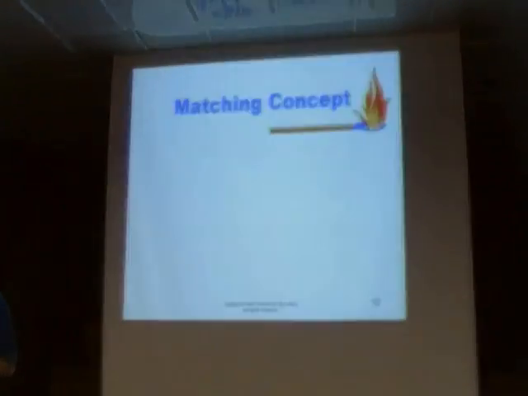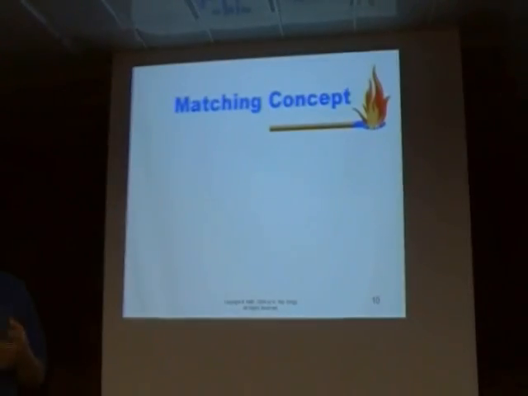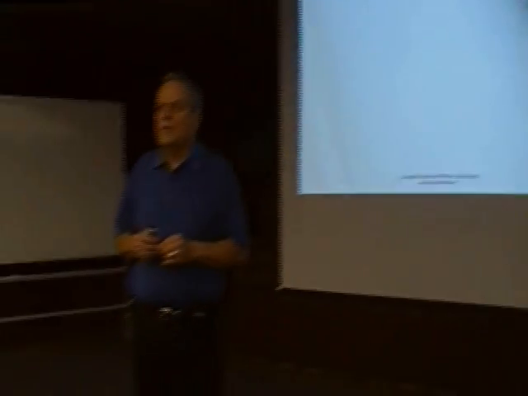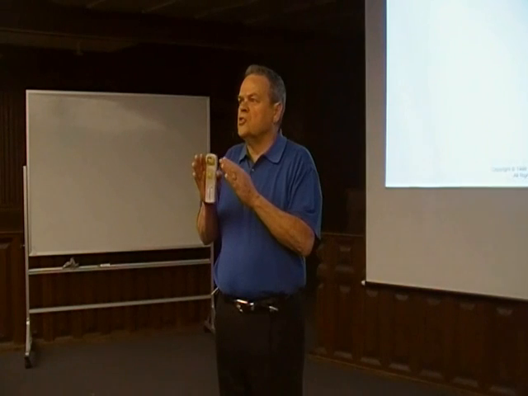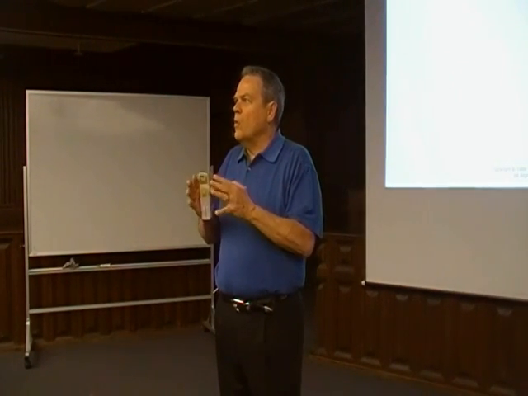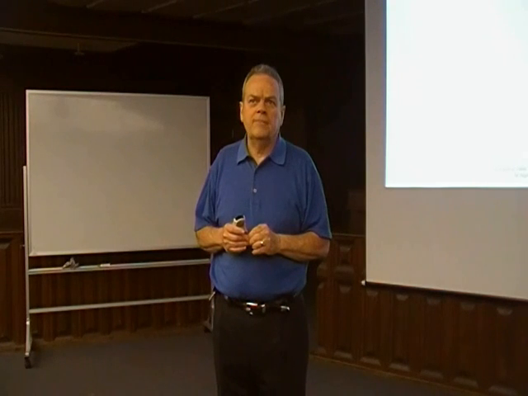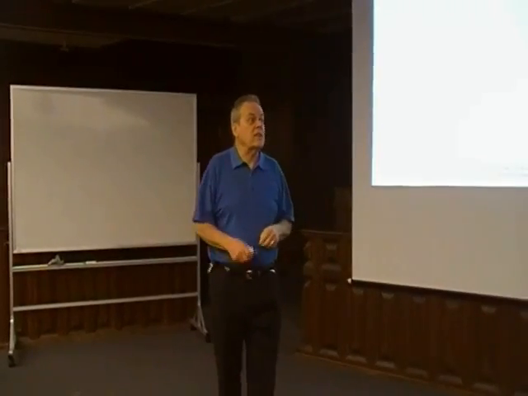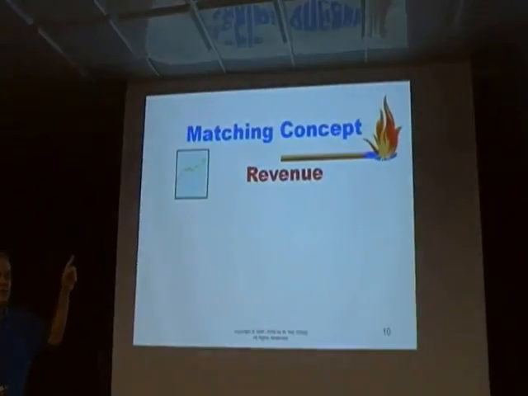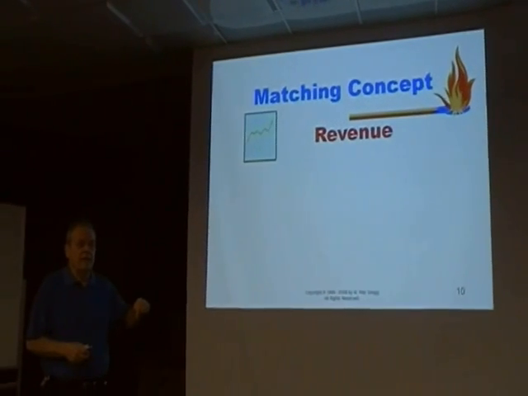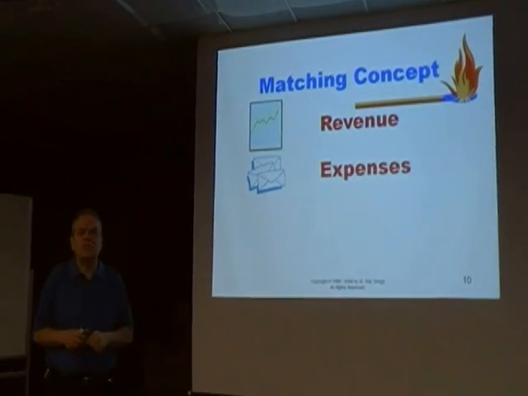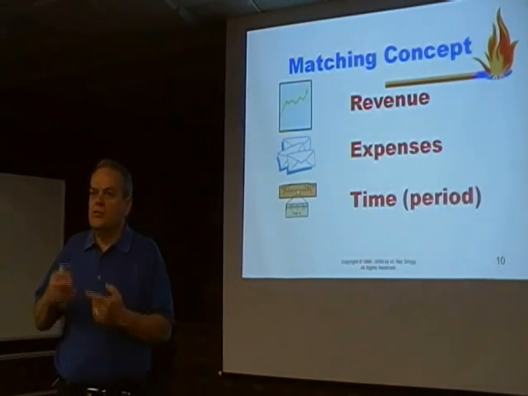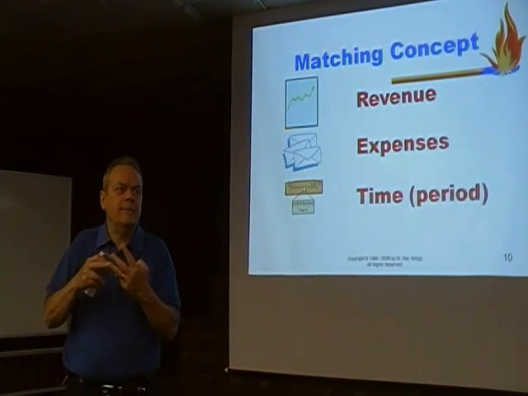One of the words I've been reluctant to say, that is the reason for a lot of what we do, is a concept called the matching concept. The matching concept is the shortest summary we could give for what we're trying to accomplish on an income statement. We're trying to match. I think there are three important components to this concept. We're trying to get all the revenue that belongs in this time period, offset by all the expenses that we incur in this particular time period. It's revenue, expense, and time.